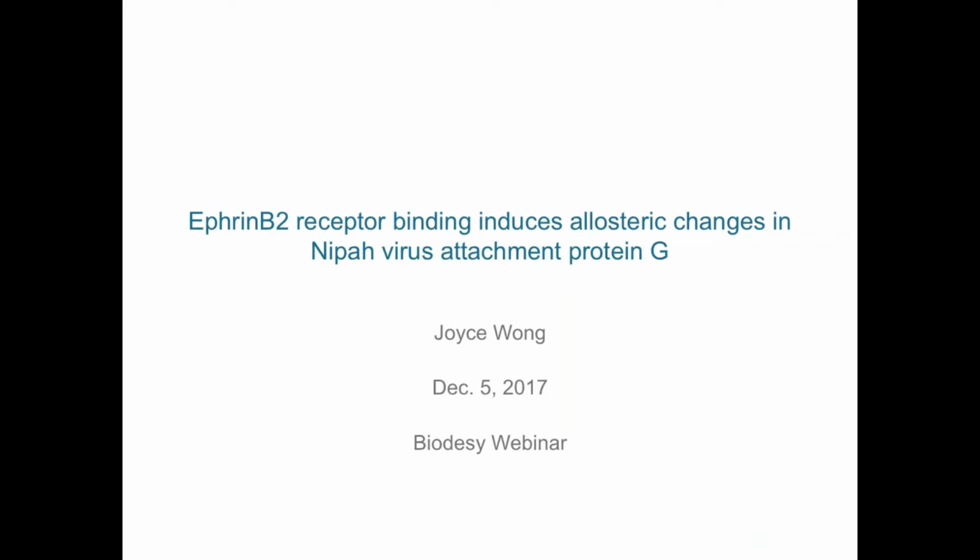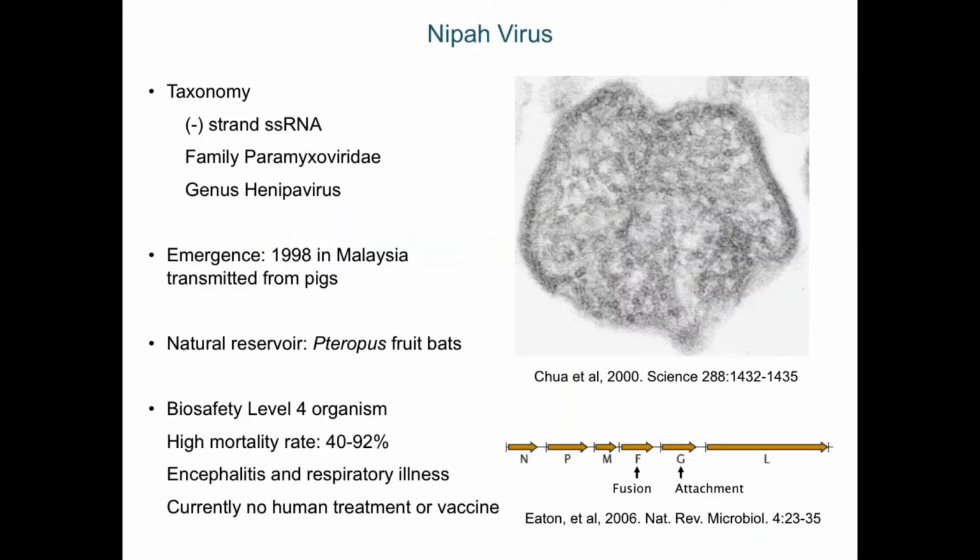So today I'll talk to you about the allosteric changes induced in the Nipah virus attachment protein G by binding to its cellular receptor, ephrin B2. Some background about the Nipah virus: it is a negative-sense single-stranded RNA virus in the paramyxovirus family, and is a prototype member of the Henipavirus genus. It was first discovered in 1998 when transmitted from farm pigs to humans in Malaysia.